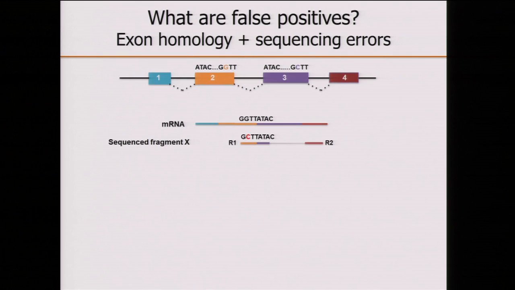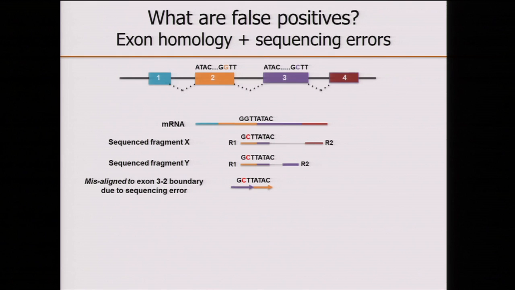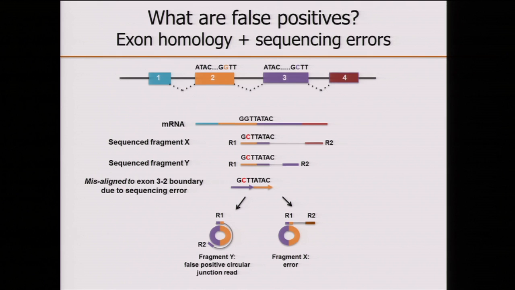And so here we're going to look at two sequenced fragments that span this exon 2, exon 3 junction. And due to a sequencing error, they're both read as a C in that location, even though the real sequence contained a G. So both of these misaligned: read one misaligned to the exon 3-2 boundary due to the sequencing error, and it looks like this came from a circular RNA. And where read two mapped changes how this data is interpreted. So fragment X obviously is an error, and it's going to be discarded because read two mapped outside of the circle. Whereas fragment Y, even though we know it's an error in this case, we have no way to tell that from this data. And so this would be considered a circular read, and these are the false positives that I'm talking about.